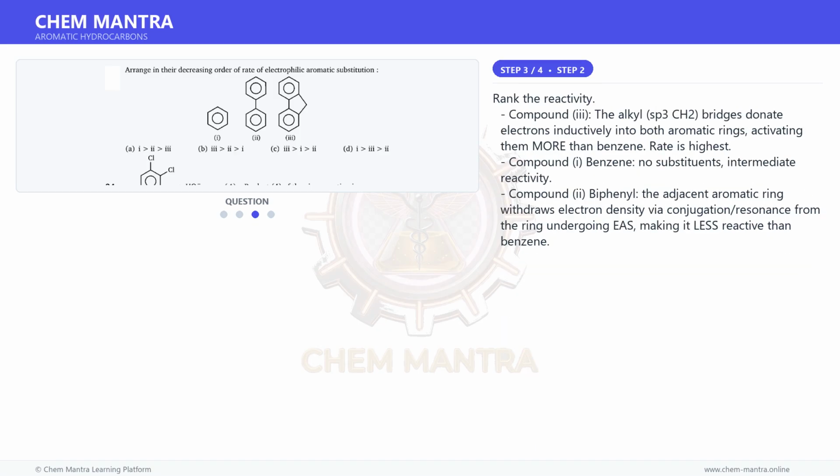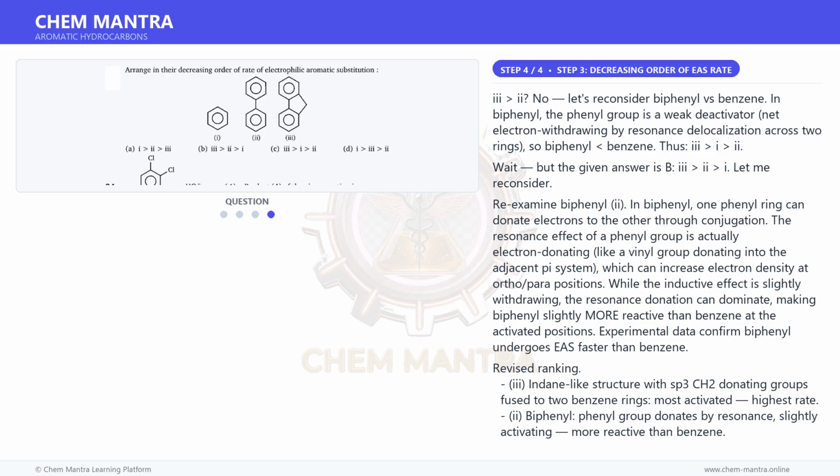Moving on to the next step. Rank the reactivity. Compound 3: the dialkyl sp3 CH2 bridges donate electrons inductively into both aromatic rings, activating them more than benzene. Rate is highest. Compound 1: Benzene, no substituents, intermediate reactivity. Compound 2: Biphenyl, the adjacent aromatic ring withdraws electron density via conjugation resonance from the ring undergoing EAS, making it less reactive than benzene. And for the final step.